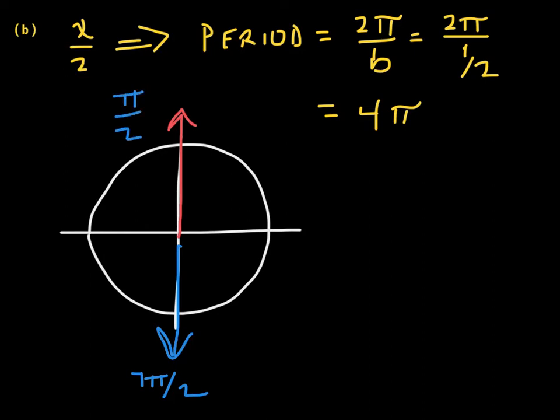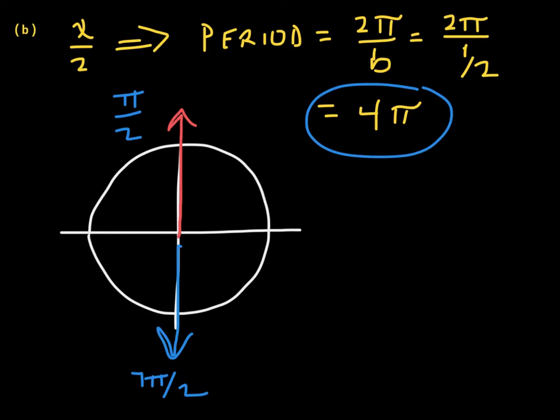Now watch this. What we just figured out with the period being 4 pi is that pi over 2 is a solution for this equation, and then you hit another solution when you go 4 pi. Did you catch that? When you start with pi over 2 and you go 4 pi, you just hit a brand new solution. If you go another 4 pi, you get another solution. Go another 4 pi, you get another solution. So there are infinitely many solutions, right?